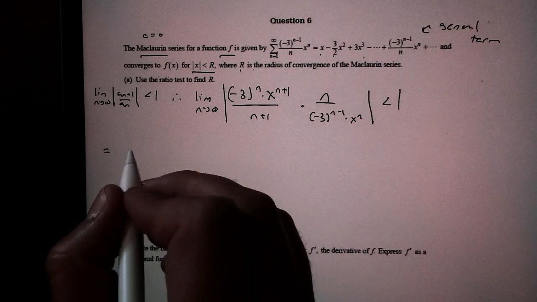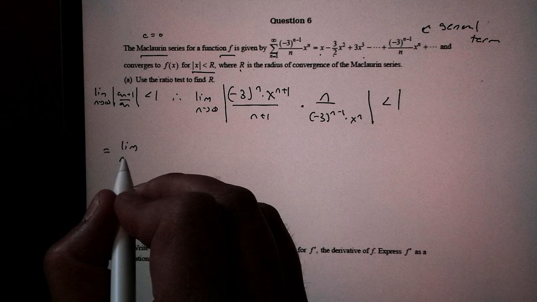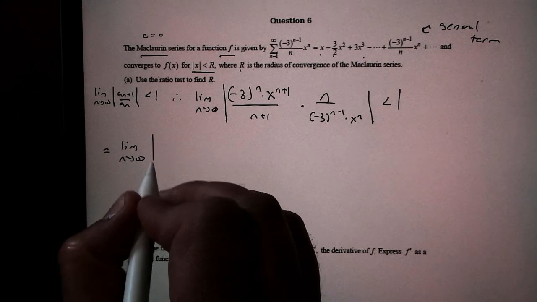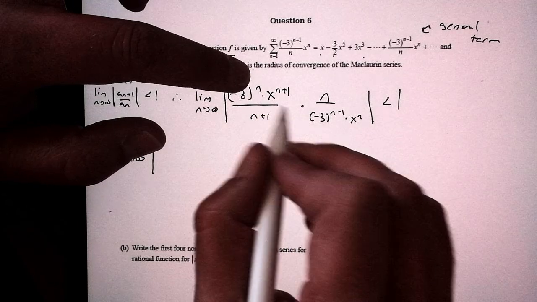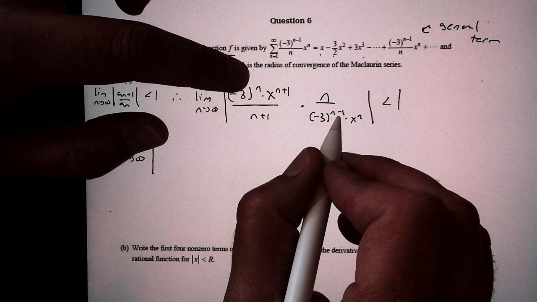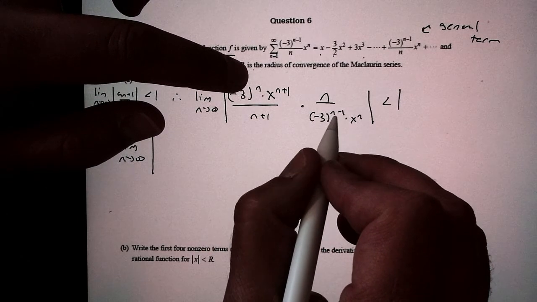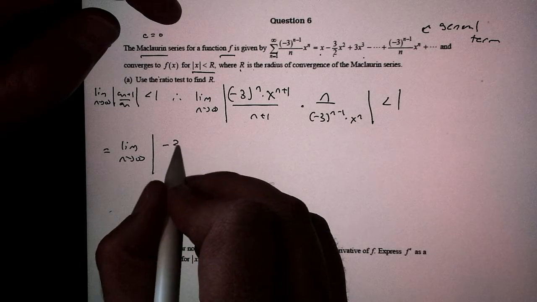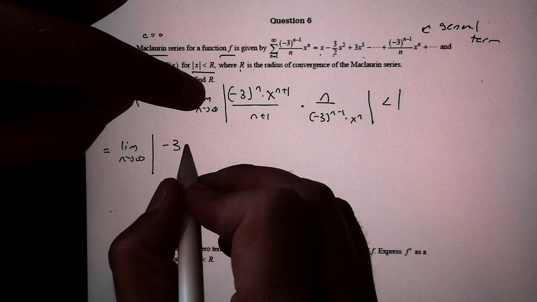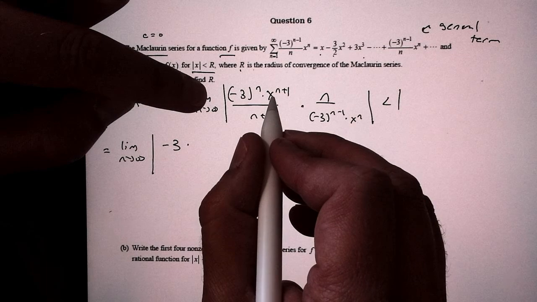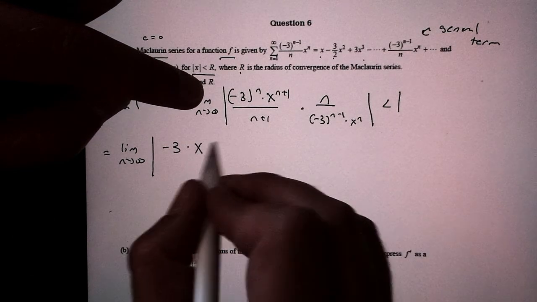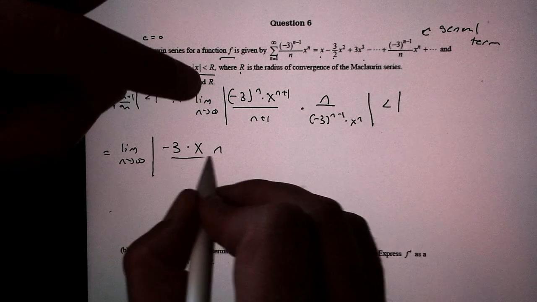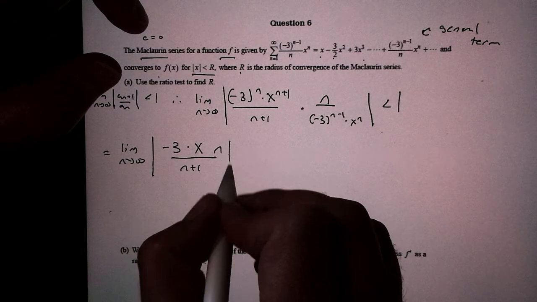Cleaning this up a little bit, we get the limit as n goes to infinity. Now, if I take n minus 1, the n's are going to cancel, and this just becomes negative 3 to the first. So just negative 3 is what we're going to be left with. Times, looking at the x's, we're just going to be left with x to the first, and this n on top and this n plus 1 on bottom, be less than 1.